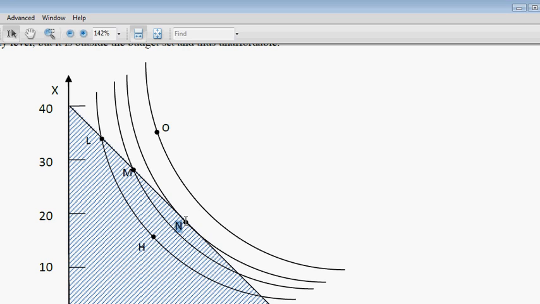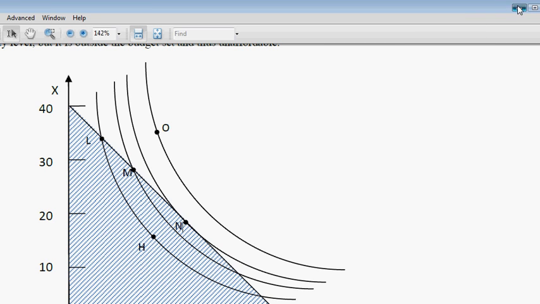How do we locate this point? Well, we can use two conditions. The first condition is that this indifference curve is tangent to the budget line. In other words, the slope of the indifference curve and the slope of the budget line are equal to each other. That's the first condition, the tangency condition. And the second condition is very easy. It says that this point must be on the budget line. In other words, this person exhausts all his income on these two goods. So we use two conditions to locate this point, the tangency condition and the budget constraint.